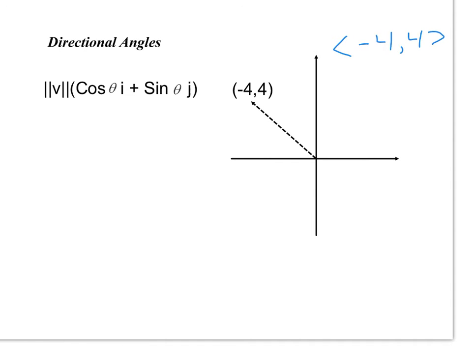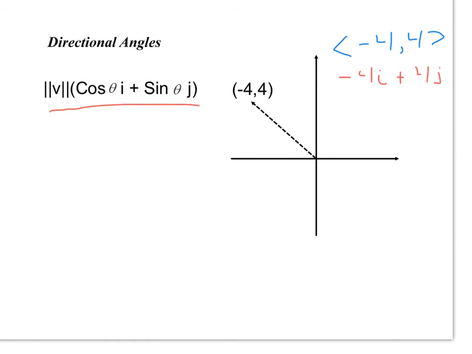I can also write this vector in red as a linear combination of our standard unit vectors, which are our i's and j's. So this would be negative 4i plus 4j. And the third way to write a vector is called the directional angle form, which is going to be the magnitude. And remember, this is the symbol for magnitude right here. So it's the magnitude of the vector times cosine of the directional angle i plus sine of the directional angle j.